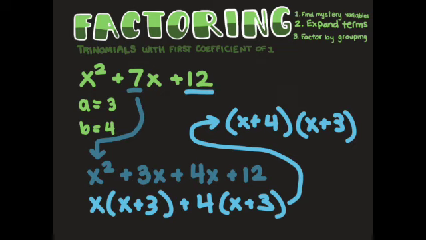Anyway, we did it. We're done. We factored it. And something you might notice is that in this expression, x plus 4 times x plus 3, 4 and 3 are just our a and b variables.